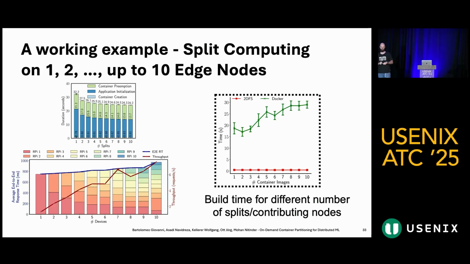And the good thing from the container perspective is that for 2DFS, we only had to build the image once with all the possible splits. And then at runtime, it was a scheduling decision what to put where. While with traditional Docker containers, we had to pre-build all the possible images containing all the possible splits, depending on how many nodes we had, and then distribute the images afterwards.